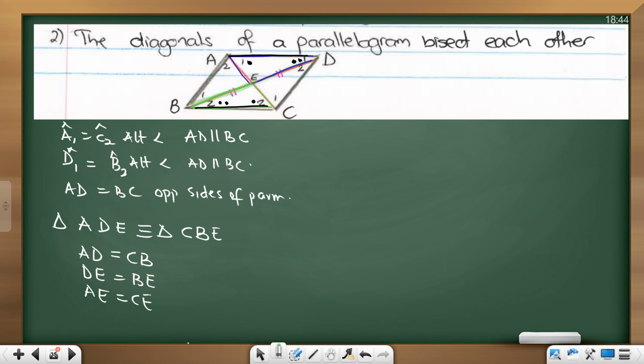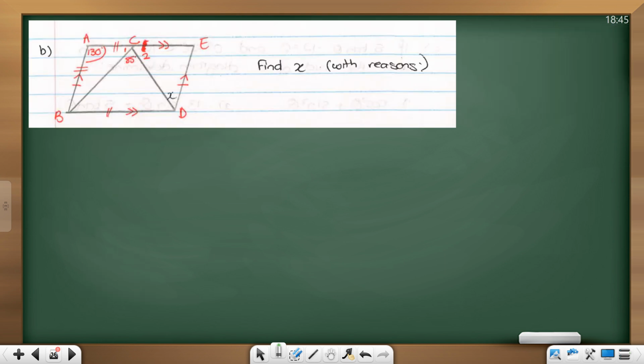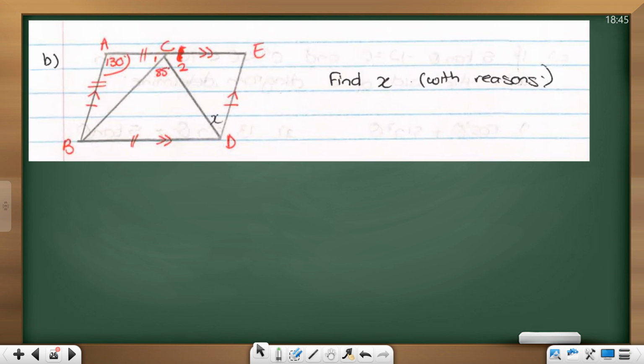So if you miss the order, you miss what you're proving. What's the next one? All about congruency. Is that okay? About what? Congruence. Find X with reasons. Let's quickly get this done. The rest, you just take a question paper and try.